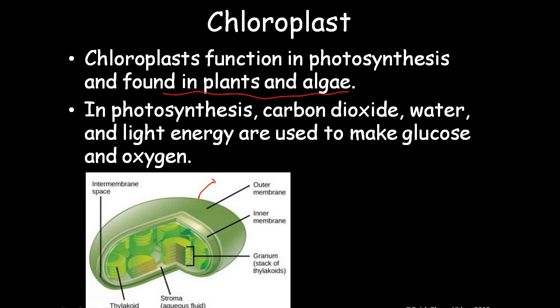Now it has an outer membrane, an inner membrane, and a structure called thylakoids. So the complete stack of thylakoids is called granum, and the aqueous fluid matrix between the grana is called stroma. So this forms the complete structure of the chloroplast. Now this helps in photosynthesis in the plant cell.